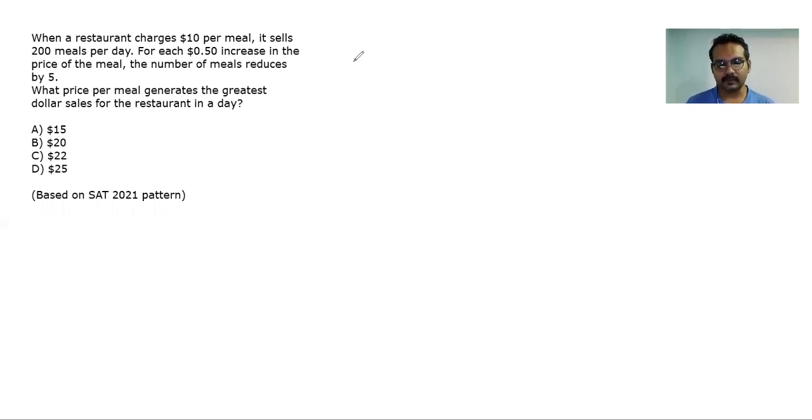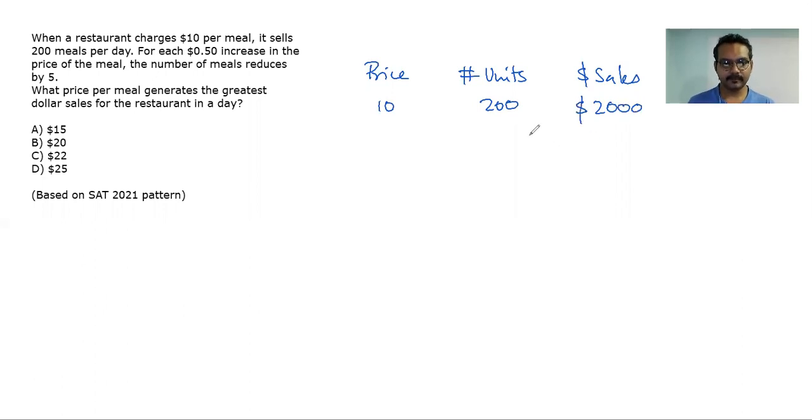So we'll solve this question in three different ways. The first one is we'll just plug in values. We have the price, the number of units, and then the dollar sales. The price is $10, it's 200 units, and the sales is obviously the product of these two, $2,000.